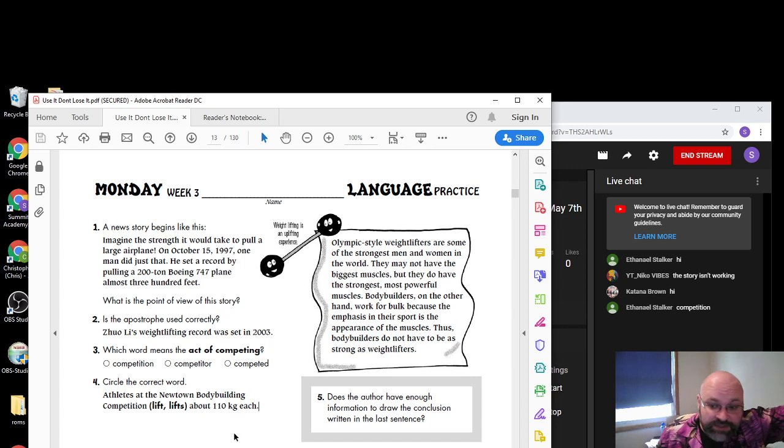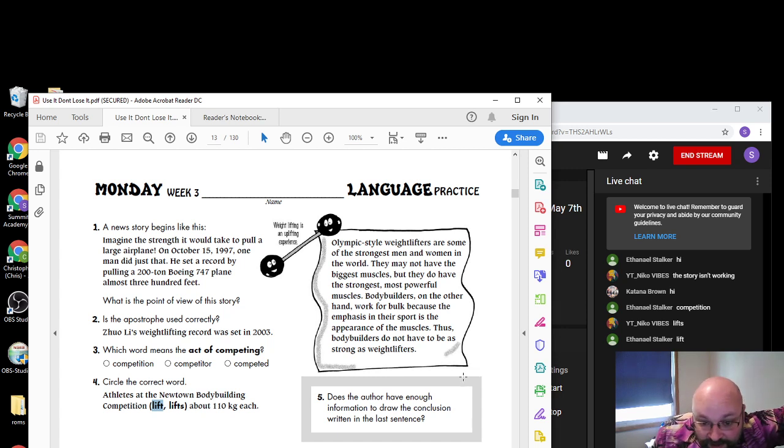Okay, the answer for this one would be lift. The athletes at the Newtown Body Competition lift about 200. Good guess, Nico. The reason it would be lift instead of lifts, though, is it's plural. So if it was only one athlete, then it would be lifts. But because it's multiple athletes, it's going to just be lift. So good job, Nathaniel, and good try, Nick.